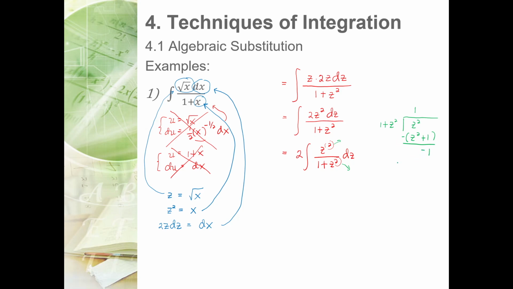So again, if you don't know how to write the remainder, that's the answer, the quotient, plus the remainder over the divisor. So minus 1 all over 1 plus z squared. So that's how you write your quotient plus the remainder. In case you forgot how to write the remainder, that's the remainder all over the divisor.